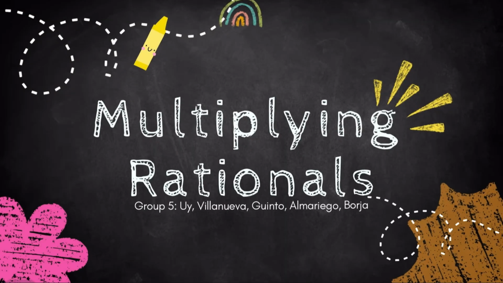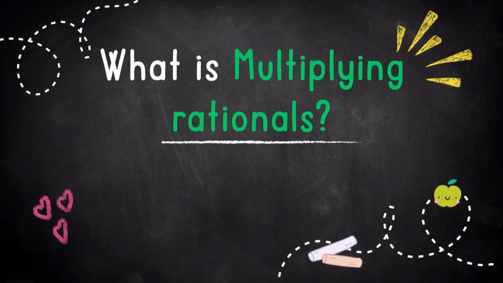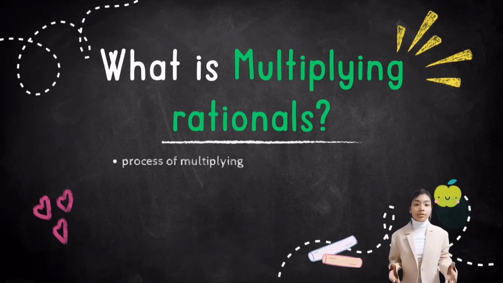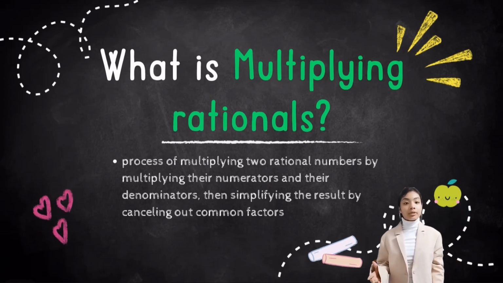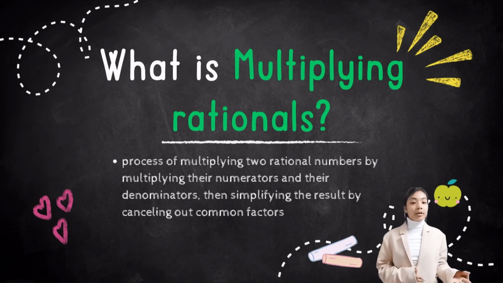Hi everyone! This is how to multiply rationals. The process of multiplying two rational numbers is by multiplying the denominators and numerators, and the result that you got needs to be simplified by canceling out the common factor.